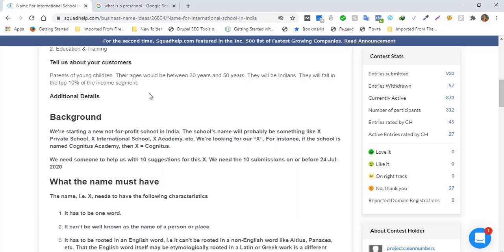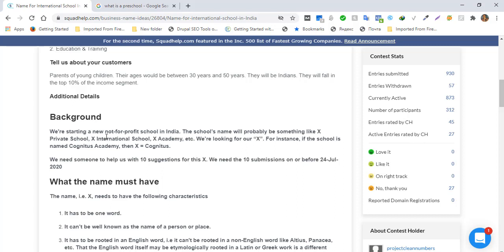You are dealing with adults, parents, people that are probably working, people that are married, because you have to be married or have something similar to have children. Then the additional details: we have the background, and they are now telling you the background information about what they are giving to you.